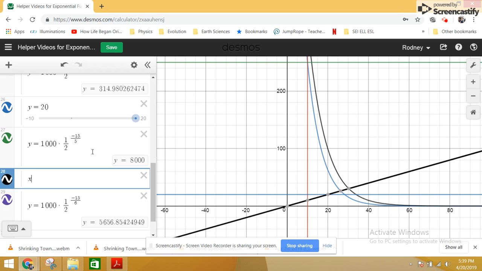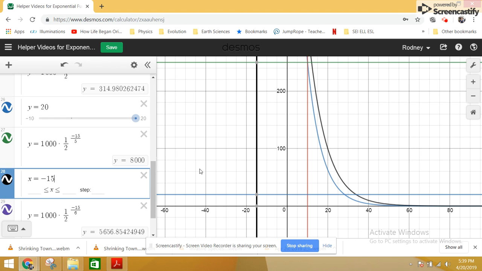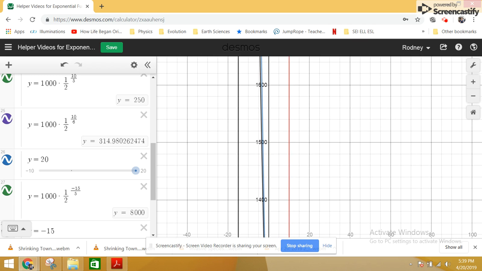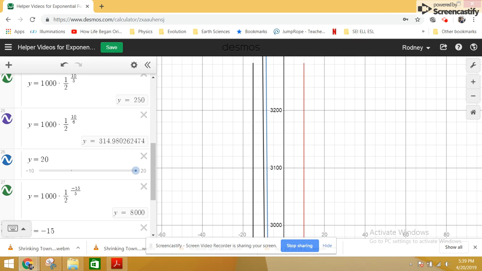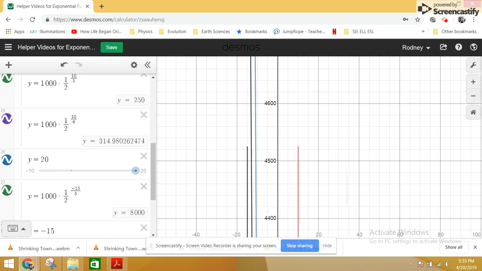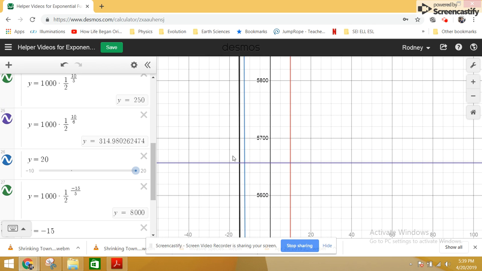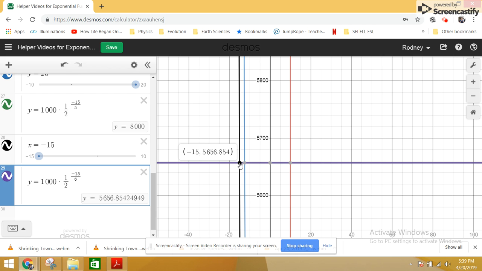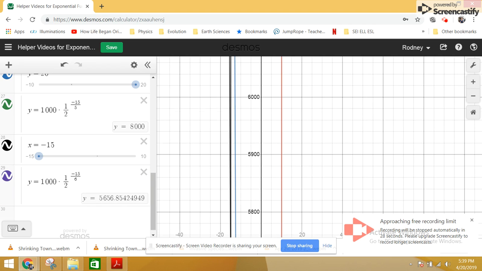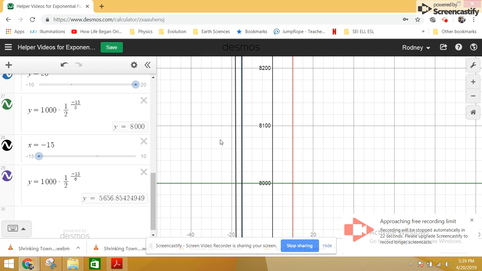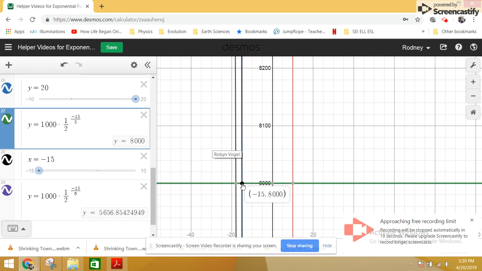Now, I could also have solved this by saying, okay, X equals negative 15, and I would have gotten intersections way the heck up here. I have to zoom way up to get into the 5,000 and 6,000 range. And here we go. It's going to be a little hard to see where it intersects, but right there, that's 15 hours ago on the slower one, and we zoom way, way up there to the 8,000, and 15 hours ago, we had 8,000.